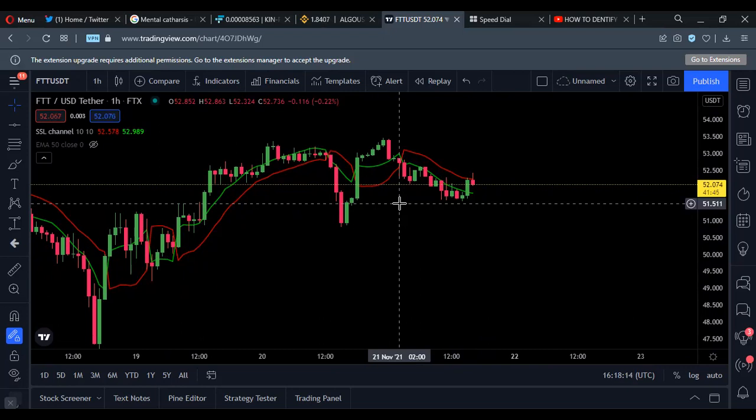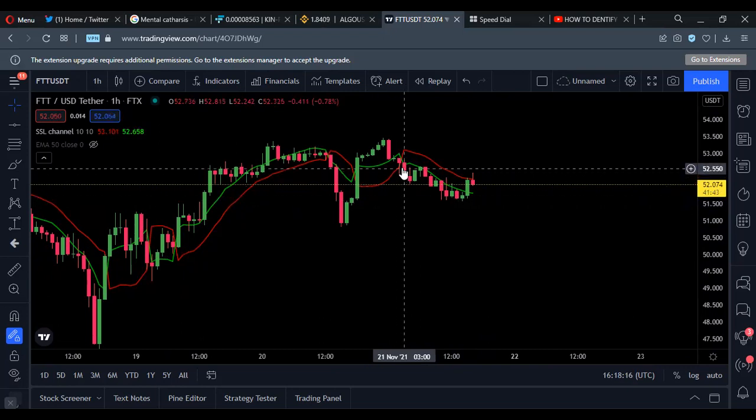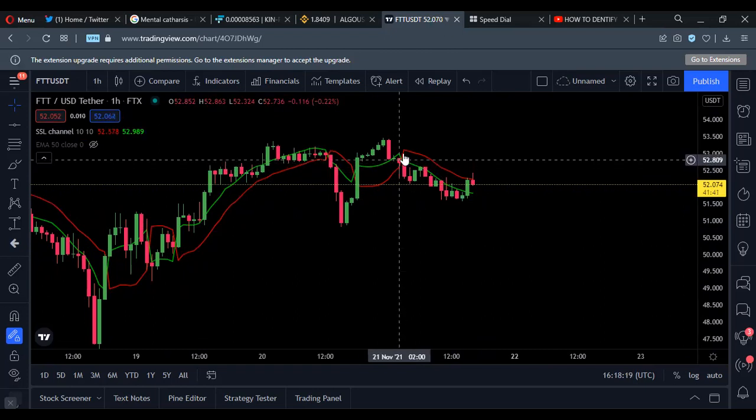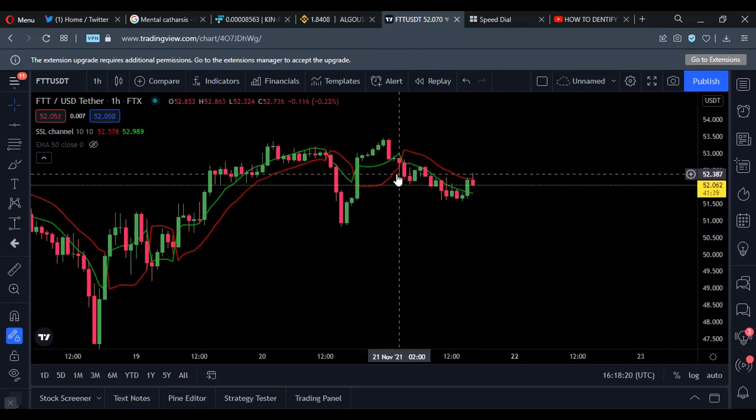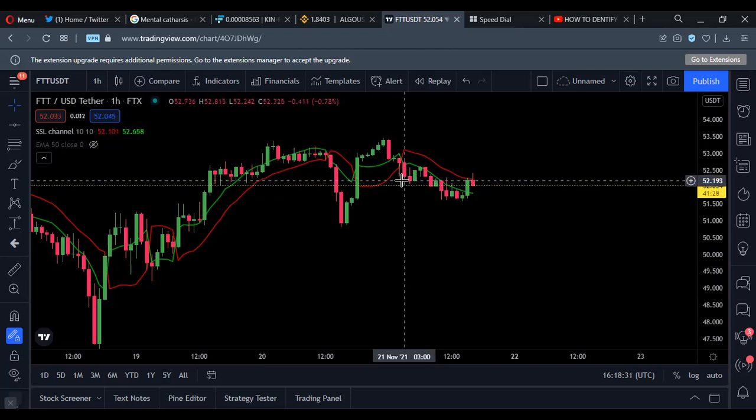Having identified this, what it means is that the bears are in control. The market is actually selling. Having identified this and also noted the time, we're just trying to experiment how this actually works. So having identified that this cross occurred at this very point, remember that the cross occurred today, 21st November, around 2 p.m.